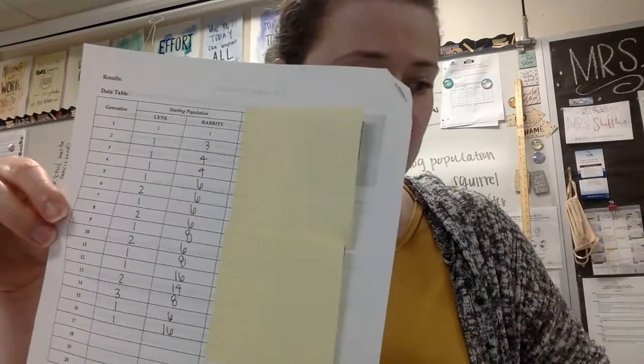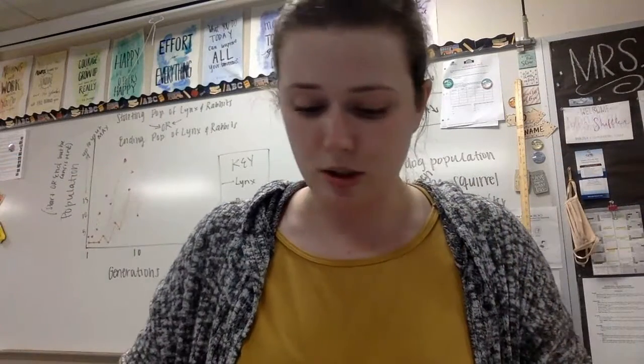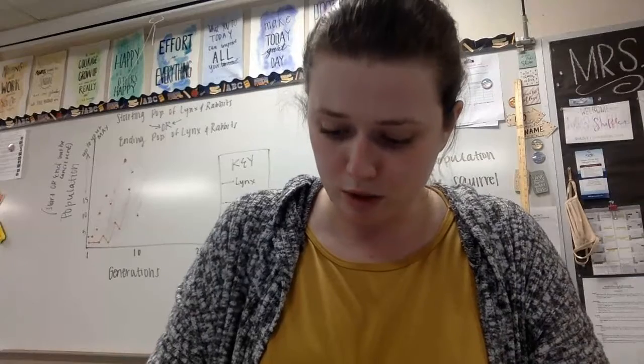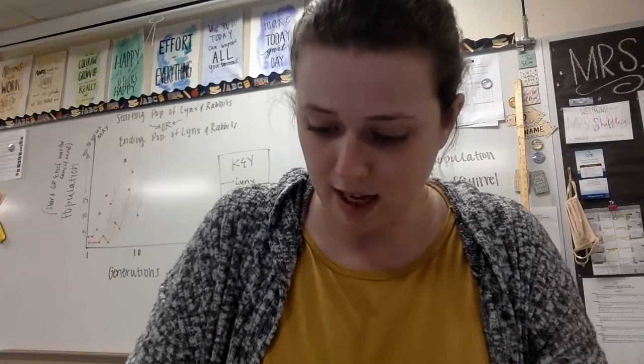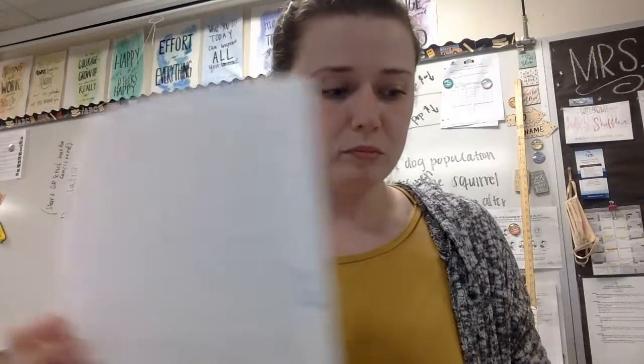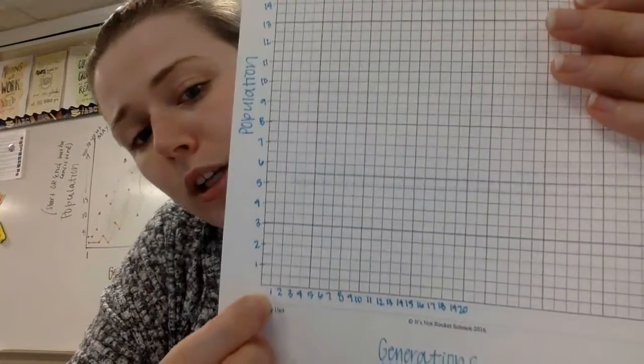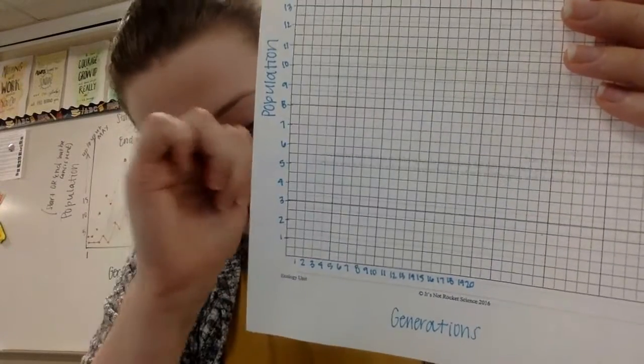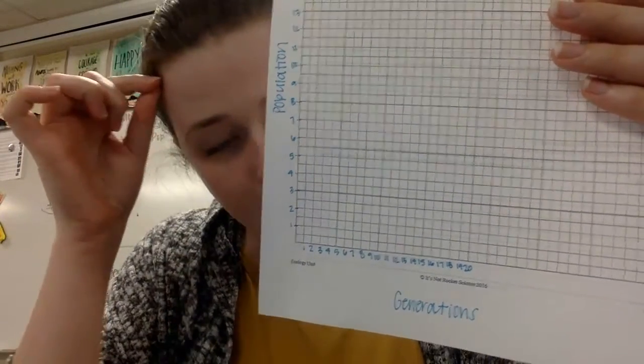With that being said, the first thing I am going to do is only worry about one set of data at a time. So the first thing I'm going to do is only look at my links numbers. Okay, so I'm going to go through. I'm going to go to generation 1, and I am going to go up 1 because my data table says I have 1. I only have 1 links clear through until generation 6.